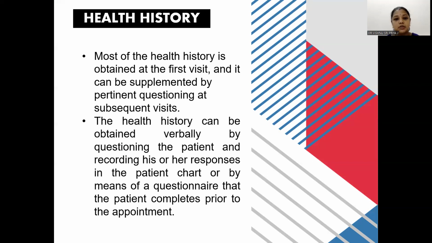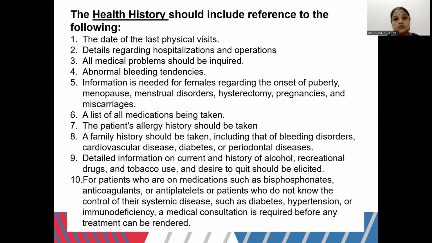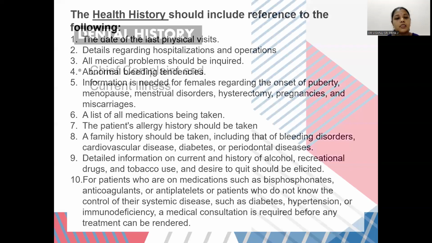The health history can be obtained verbally by questioning the patient and recording his or her responses in the patient chart, or by means of a questionnaire that the patient completes prior to the appointment. The health history should include the references to the following important points, which you can read in detail and should not be omitted at any cost.